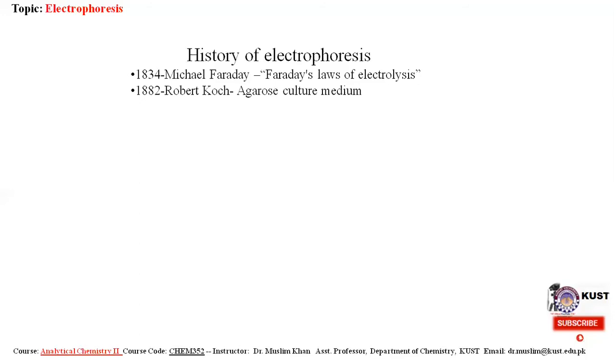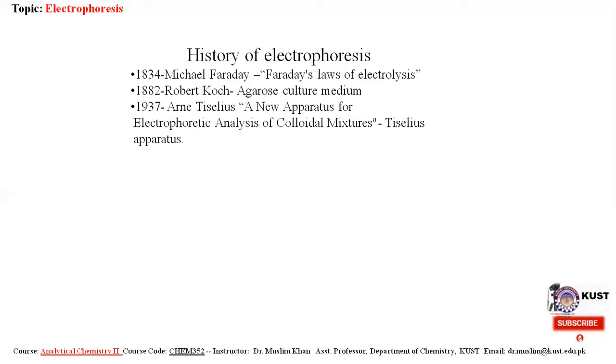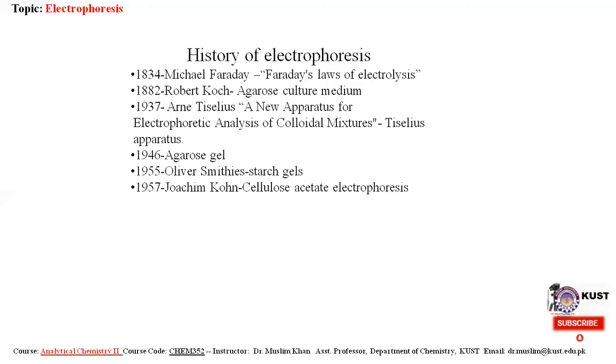In 1882, Robert Koch developed an agarose culture medium, which is used in electrophoresis. In 1937, Tiselius made a new apparatus for electrophoretic analysis of colloidal mixtures. This was one of the breakthroughs in electrophoresis history. In 1946, agarose gel was used for the electrophoresis technique, and in 1955, Oliver Smith used starch gels. These are the different gels, like agarose gels and starch gels, which are used in the electrophoresis technique.